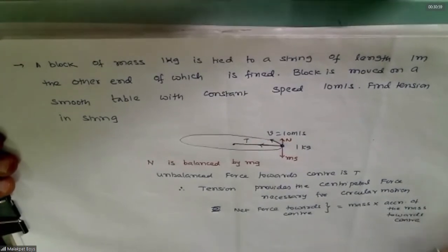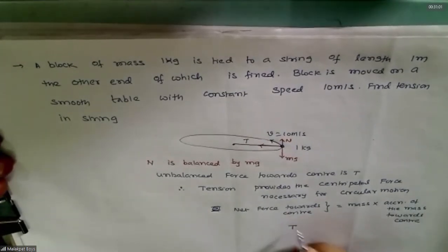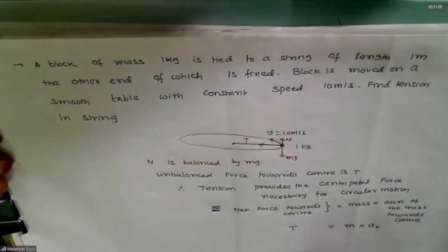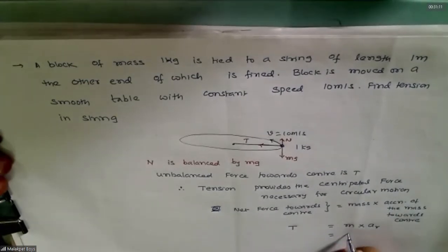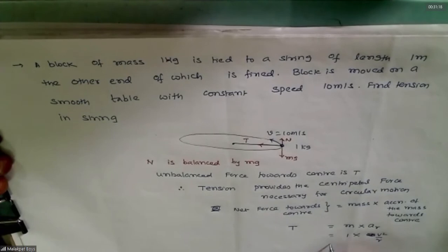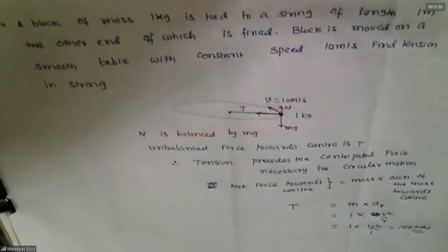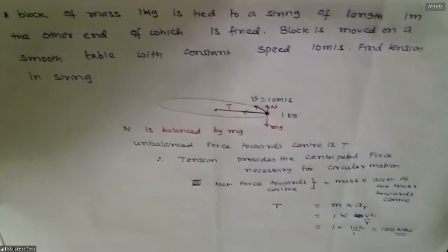Do you agree or not? So here this is the tension. Mass is 1 kg. Acceleration toward the center is what? a_r. Now mass is 1. This is nothing but mv squared by r. Agreed? So this is 1 into 10 squared by radius, which is given as 1 meter. Understood how to do? It is a simple application of Newton's law, not a separate chapter.